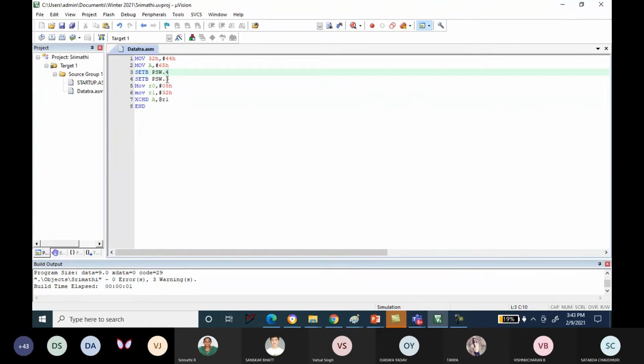So in register bank 3, I'm going to use MOV R0, #05H and MOV R1, #32H. That is nothing but I'm going to move the data 05 to R0. R0 belongs to register bank 3, keep that in mind. Move 32 to R1. Again, R1 belongs to register bank 3.